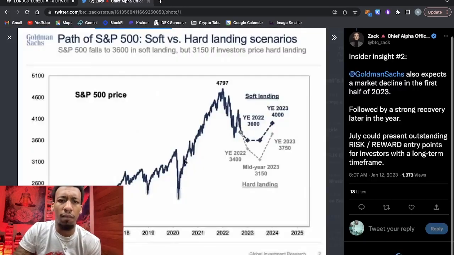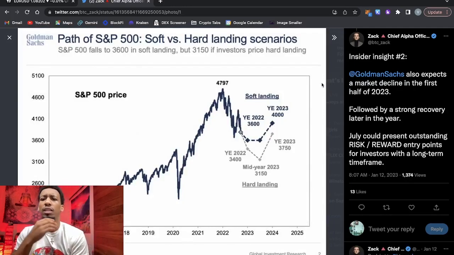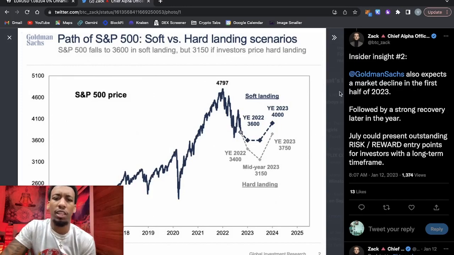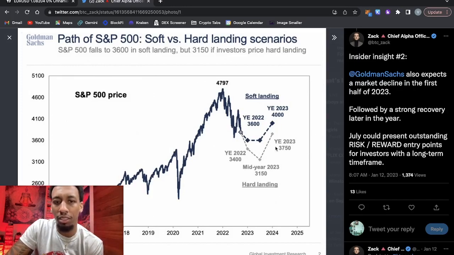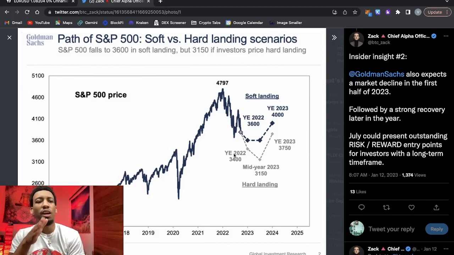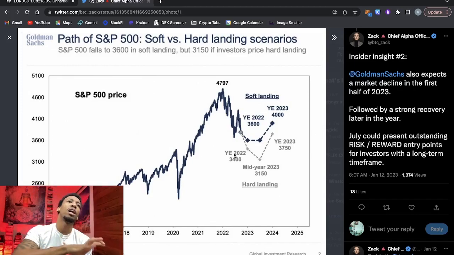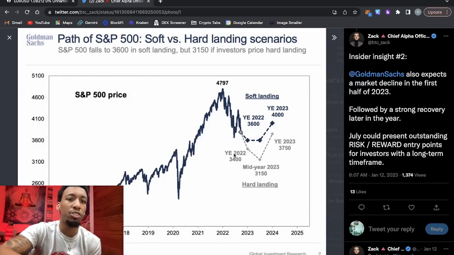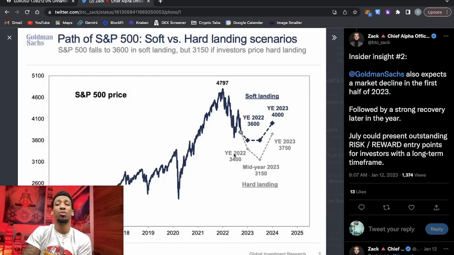Next one, from Goldman Sachs. They also expect a decline in the first half of 2023, followed by a strong recovery later in the year. So they also have the market bottoming out in the summertime. And it's good to take into account what these firms are saying, because if they think the market's going to bottom out in July and they start allocating capital in August, well, a rising tide raises all ships. You want to ride the wave of these financial institutions, because they're going to be the ones to raise the floor. Like I keep saying, I don't think we'll ever see these prices again after we get out of this bear market.